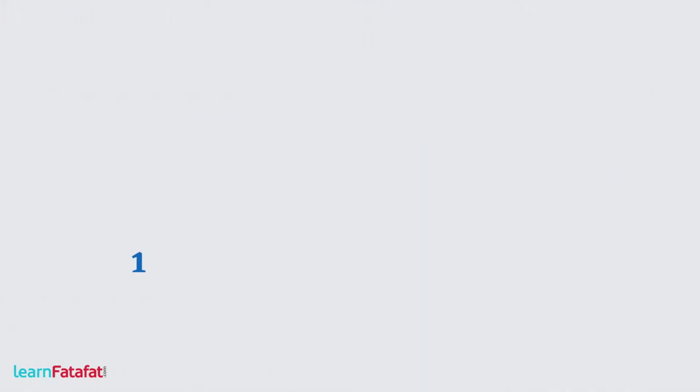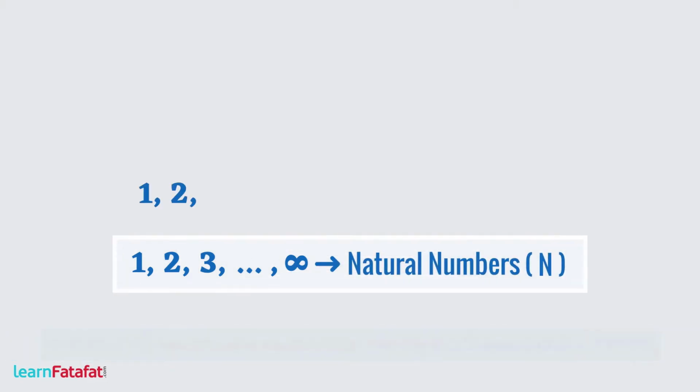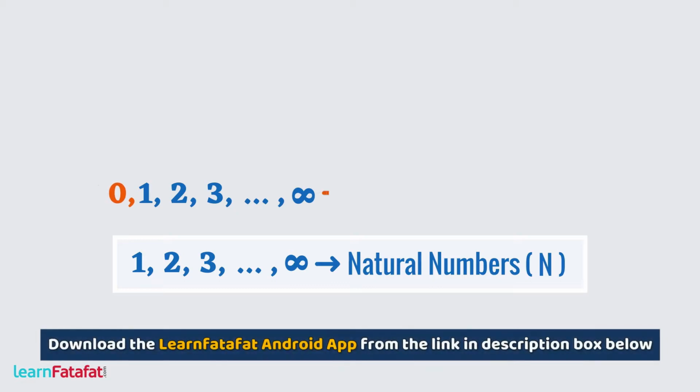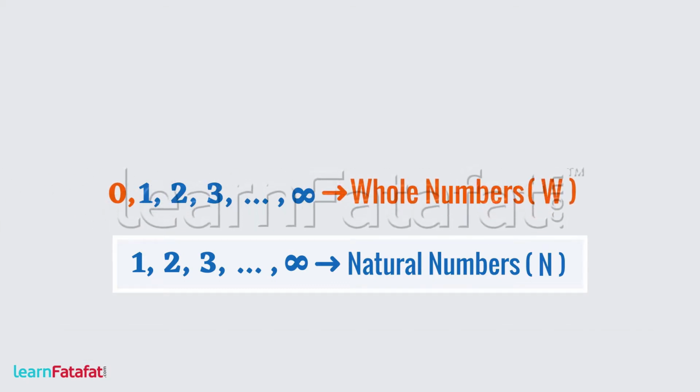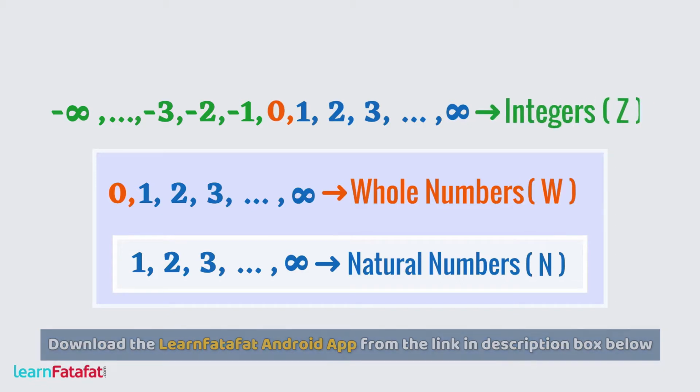Counting numbers 1, 2, 3 and so on are called natural numbers. All natural numbers along with 0 form the group of whole numbers. Whole numbers along with negative numbers form the group of integers.